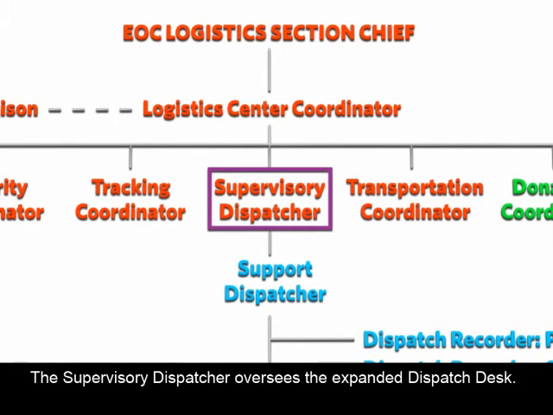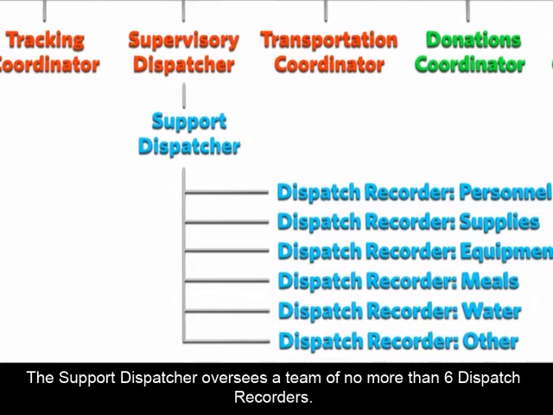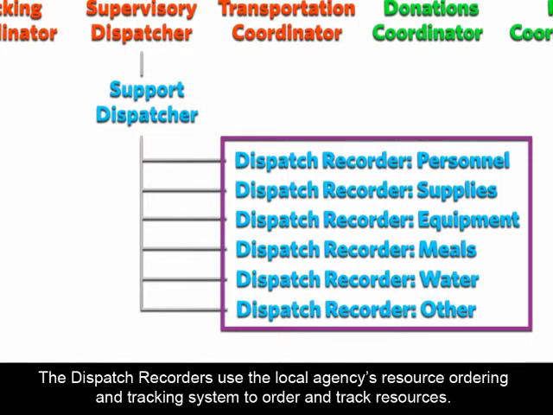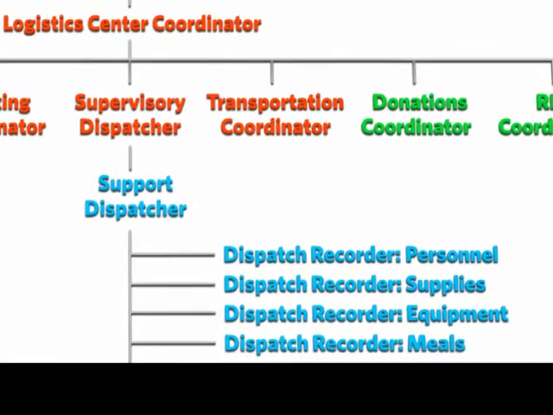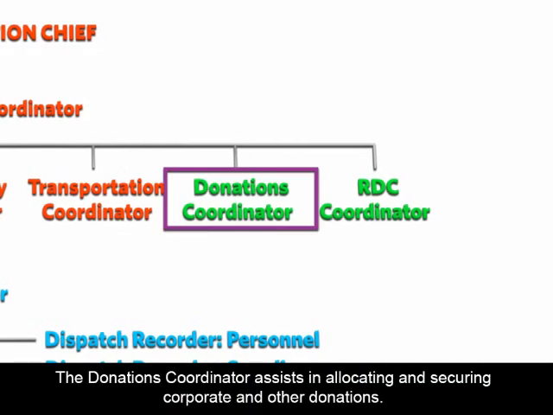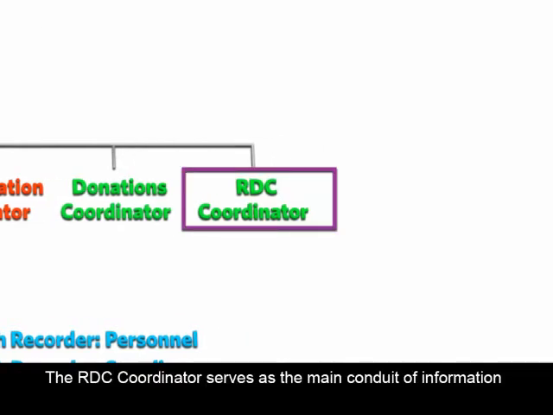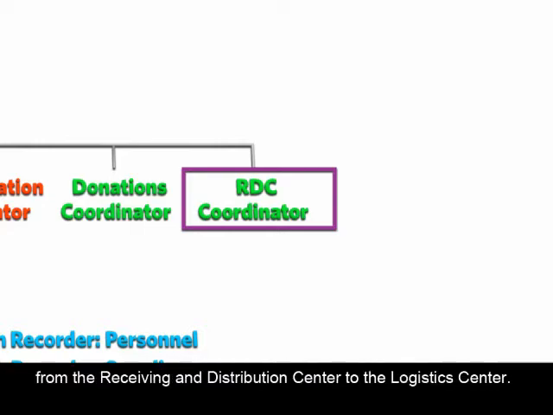The Supervisory Dispatcher oversees the expanded dispatch desk. The Support Dispatcher oversees a team of no more than 6 dispatch recorders. The dispatch recorders use the local agency's resource ordering and tracking system to order and track resources. The transportation coordinator works with suppliers and requesters to provide the most efficient transportation solution. The donations coordinator assists in allocating and securing corporate and other donations. The RDC coordinator serves as the main conduit of information from the receiving and distribution center to the logistics center.